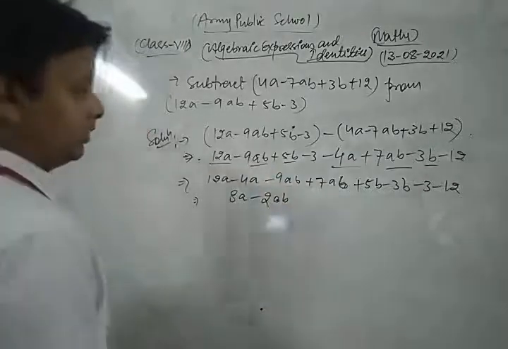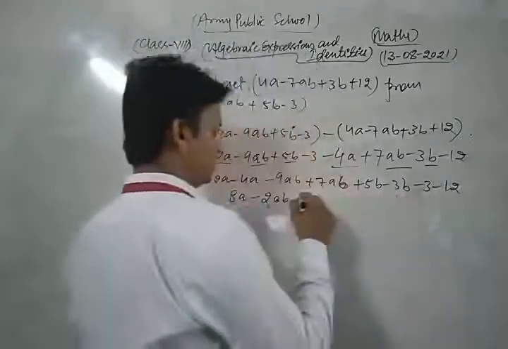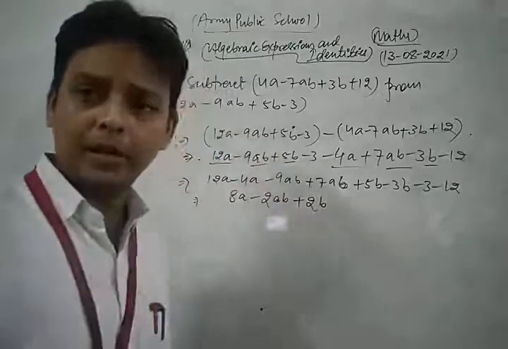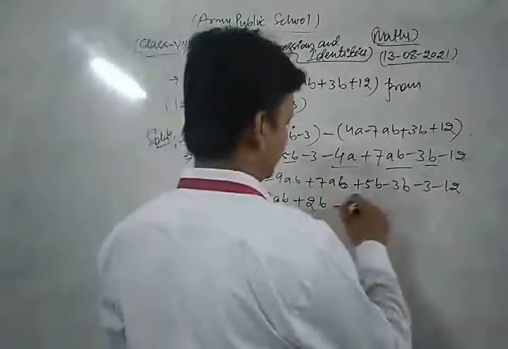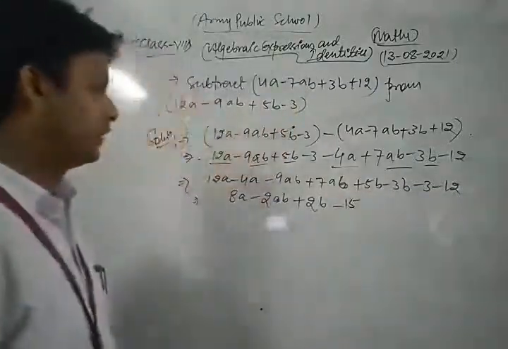Okay, minus 2ab. Now this is plus 5b and minus 3b. So we get plus 2b. Now minus 3 minus 12. So we get minus 15. Minus 15.